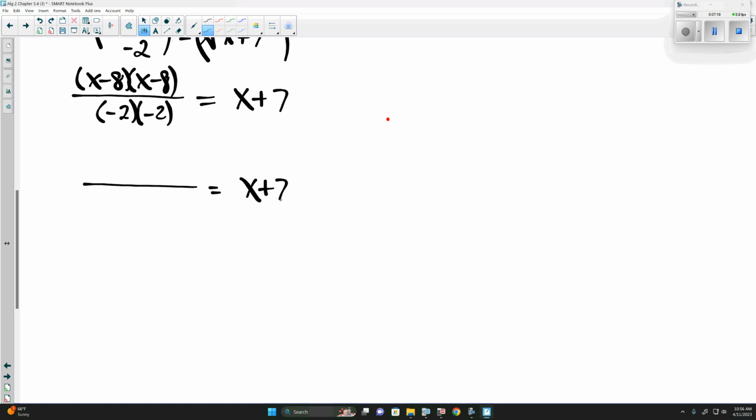Out of all the multiplication on the left-hand side, the denominator is the easier of the two, because negative 2 times negative 2 is 4. With the numerator, we can multiply this through. x times x gives us x squared. x times negative 8 is negative 8x. Negative 8 times x is negative 8x. And negative 8 times negative 8 is plus 64.